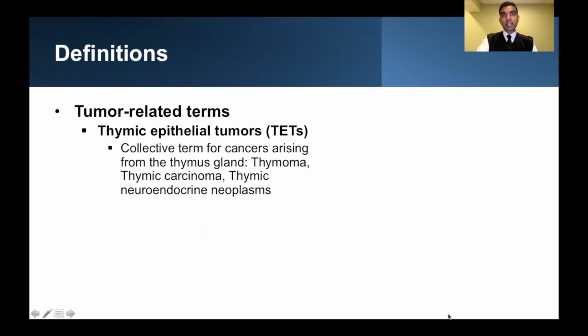In terms of tumor-related terms, the most obvious is the term thymic epithelial tumors, which is a collective term for cancers that arise from the thymus gland. I have seen reports where terms as varied as thymic cancer or thymic tumor or thymic carcinoma are used as a collective term, but one should use the term thymic epithelial tumors to define cancers that arise from the thymus gland, which include thymomas, thymic carcinomas, and thymic neuroendocrine neoplasms.